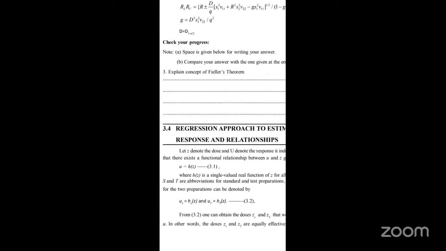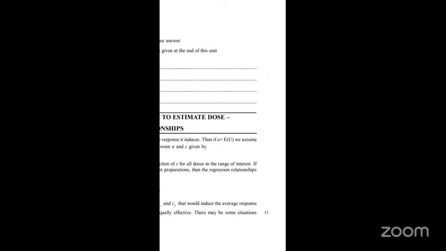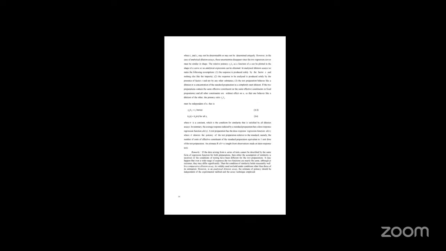There may be some situations where z_S and z_R may not be determinable, or may not be determined uniquely. However, in the case of analytical dilution assays, these uncertainties disappear since the two regression curves must be similar in shape. The relative potency z_S by z_R, as a function of u, can be plotted in the shape of a curve. An analytical expression can be obtained.